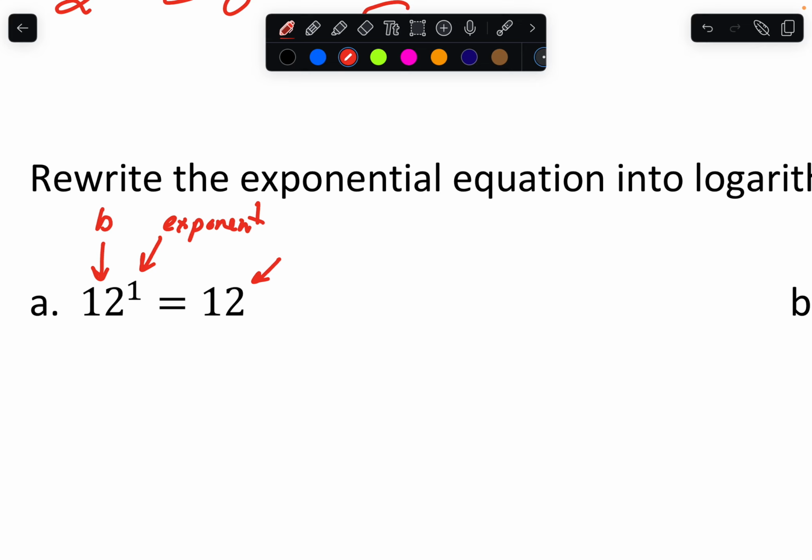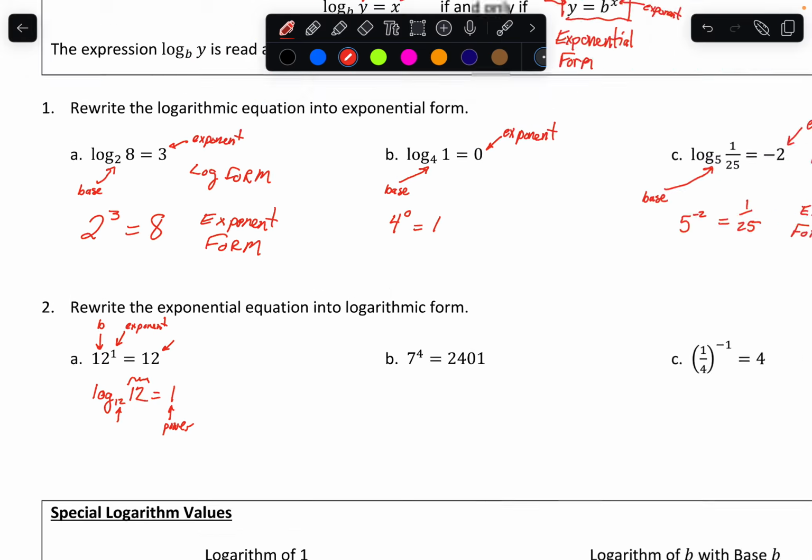So when I write this, it's going to be in log form, which means I need a log. My base here is 12, a little subscript. I'm taking the log of 12, and that's equal to the exponent. The exponent goes on this side, which would be 1. Again, basically the question that I'm asking when I put this in log form is base 12 to what power, or exponent, gives me the number on this side. All right, so this would be log base 12 of 12 is equal to 1.